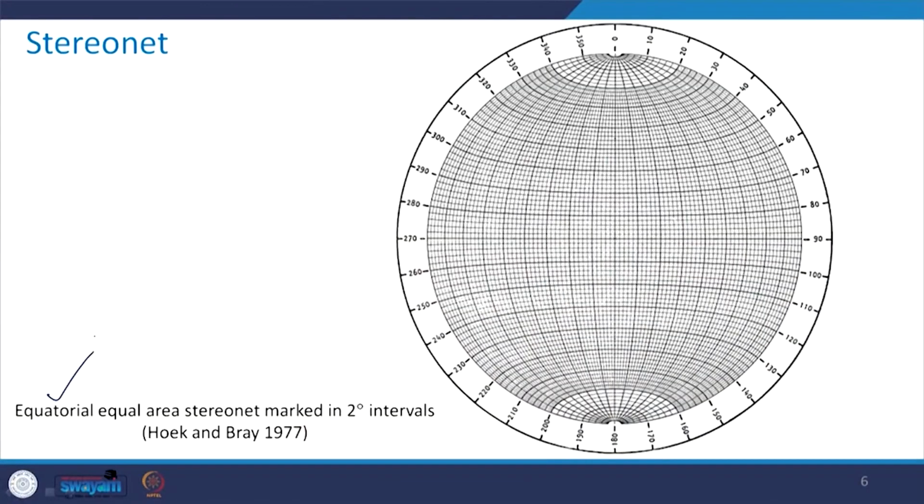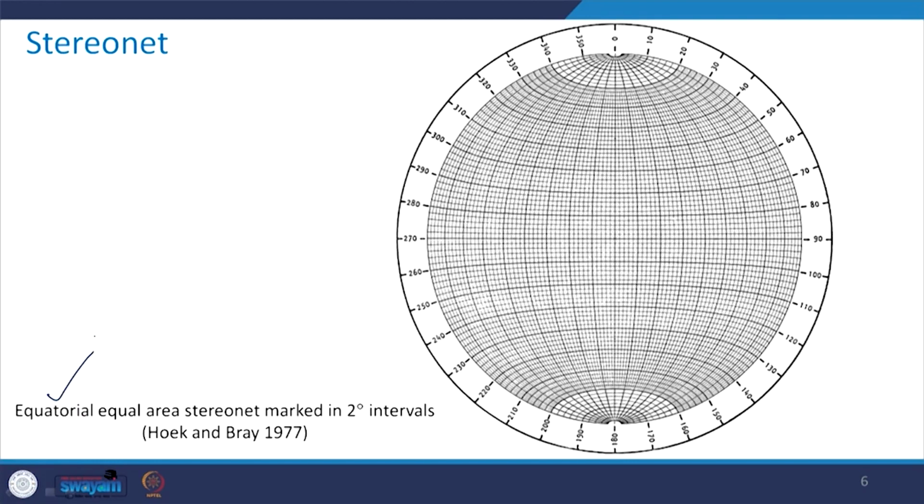So, polar and equatorial projections of a sphere: the projection of the sphere on the vertical plane is the equatorial projection and that on the horizontal plane is the polar projection. What we are going to learn here now is about the stereo net. You see that this is the equatorial equal area stereo net. What does that mean? It is the projection on the vertical plane.